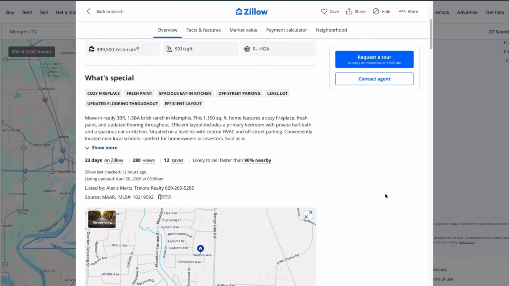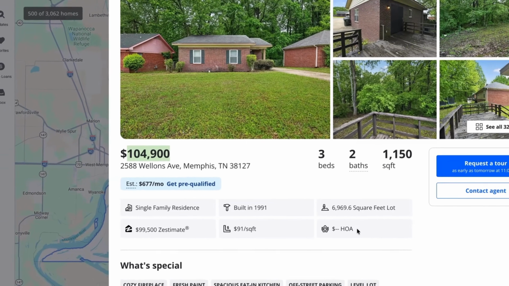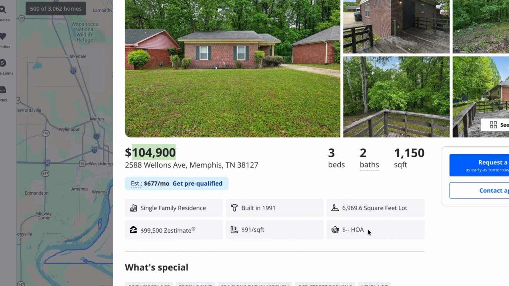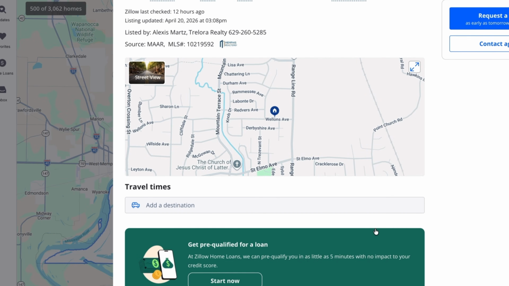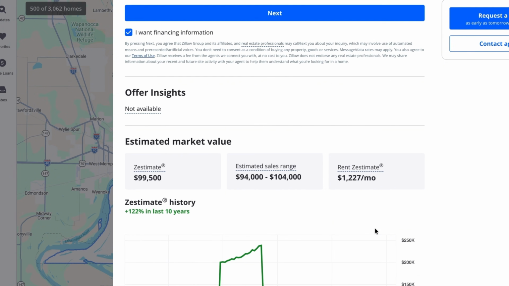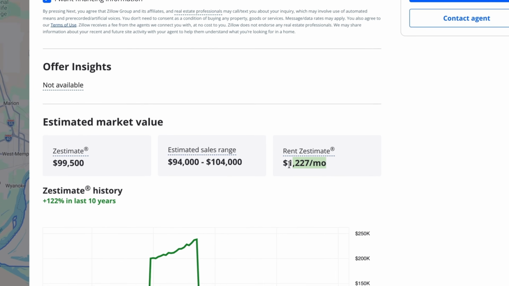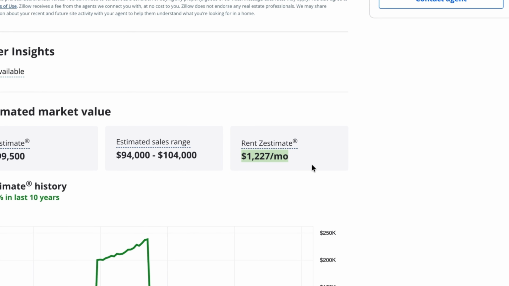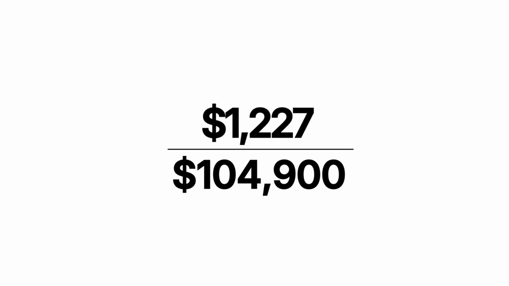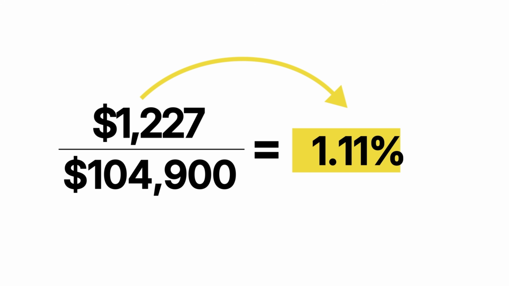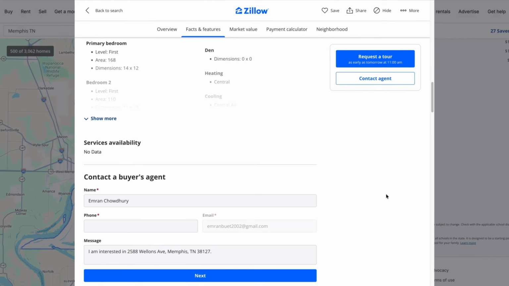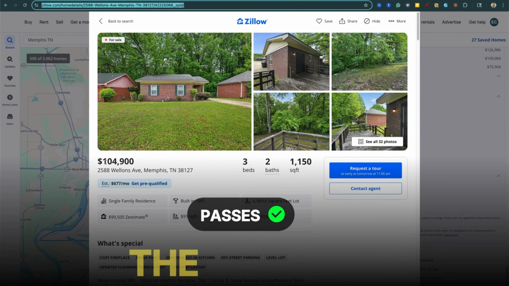Take a look at this. I am on Zillow right now and I'm going to pull up a listing. So in this listing, you will see the purchase price for this property is $104,900, and I'm going down into the Zillow to find out what the rent guesstimate is. The rent guesstimate is $1,227 per month. So I take that $1,227 and divide it by 104,900 and I get exactly 1.17%. So basically this deal passes the 1% test.